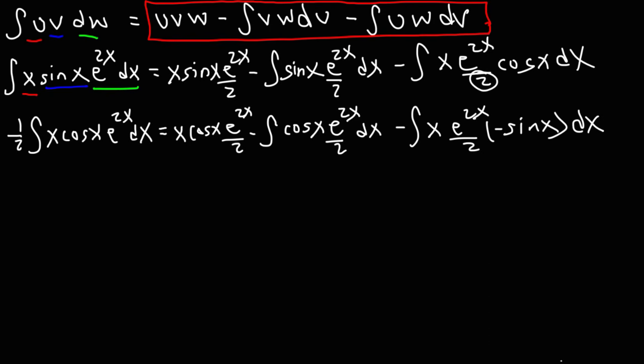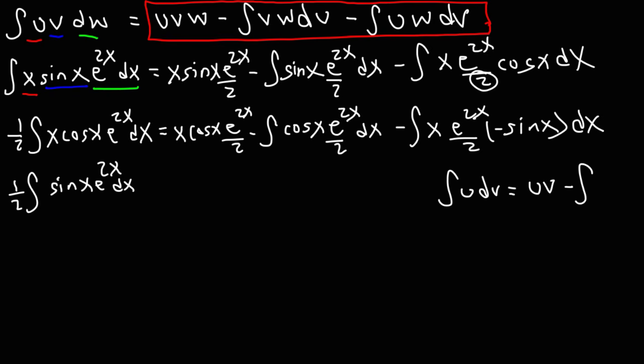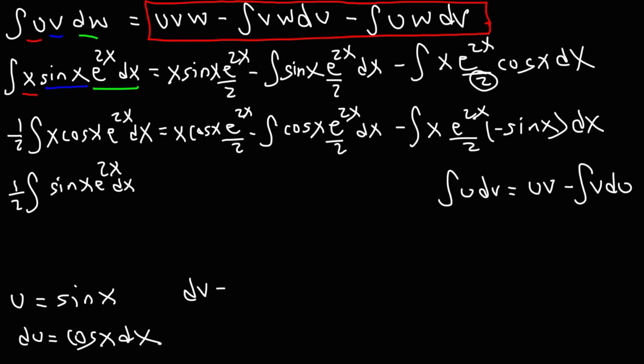But now let's move on and deal with this integral. It's a two-product term expression. So we're going to have 1/2 the integral of sine x e to the 2x. So we're going to use this formula. The integral of u dv is equal to uv minus the integral of v du. So u is going to be sine x. du is going to be the derivative of sine, which is cosine x dx. dv is going to be e to the 2x dx, and so v is e to the 2x over 2.